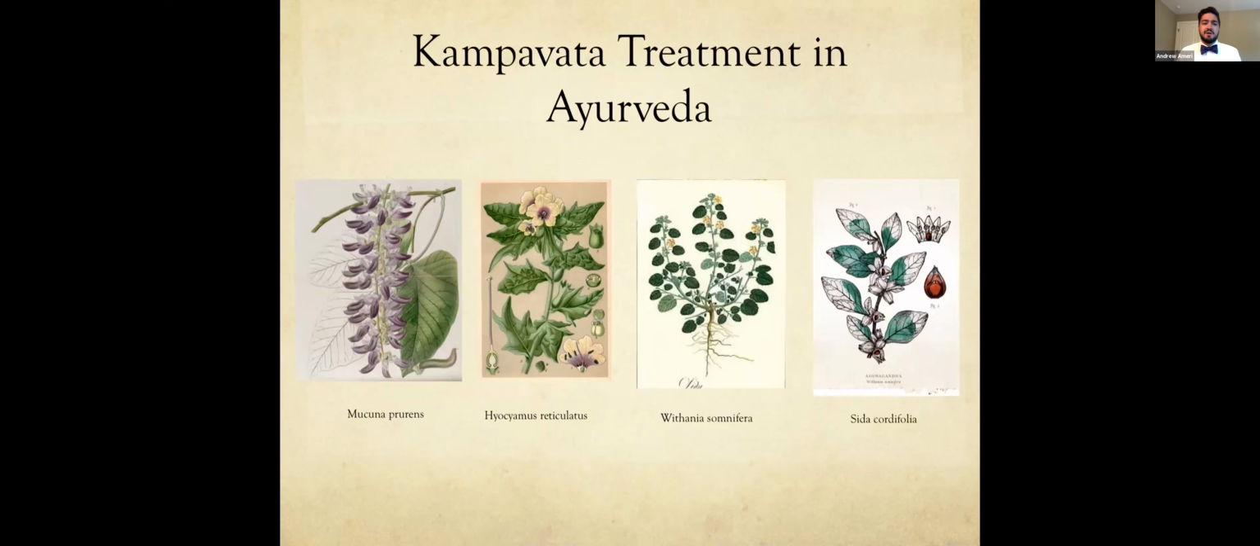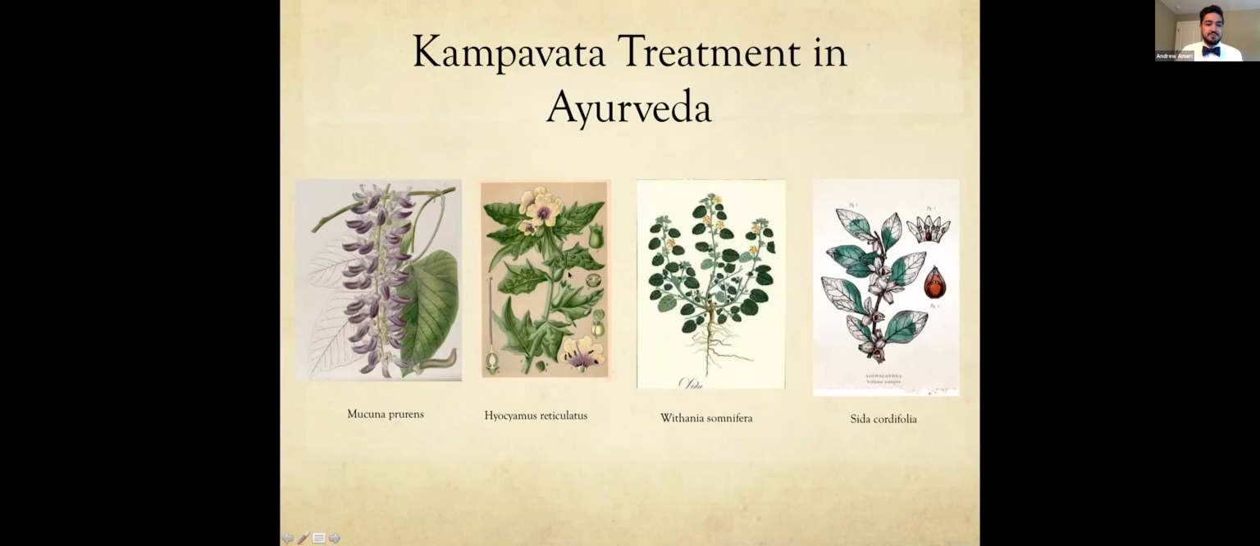So treatment of Kampavada in Ayurveda involved a mixture of powdered seeds mixed in cow's milk. The first plant to highlight is Mucuna pruriens. It's a type of bean also known as the cowitch plant. Now what's amazing is much later, we discovered that it actually contains 4 to 6% levodopa, which probably explains why it was a good treatment.